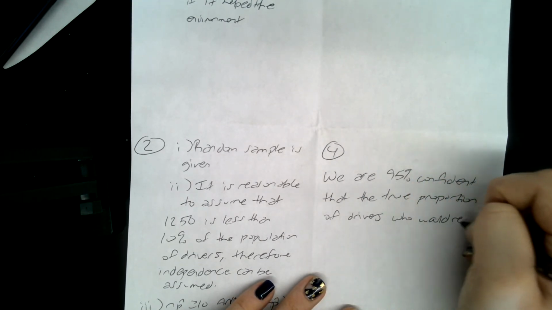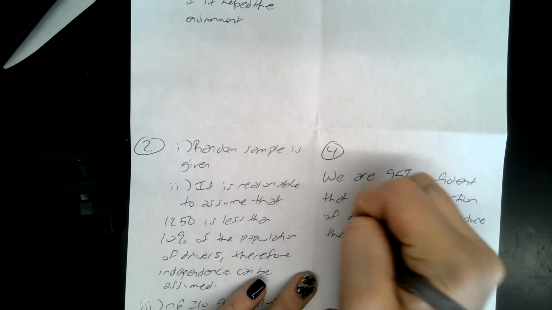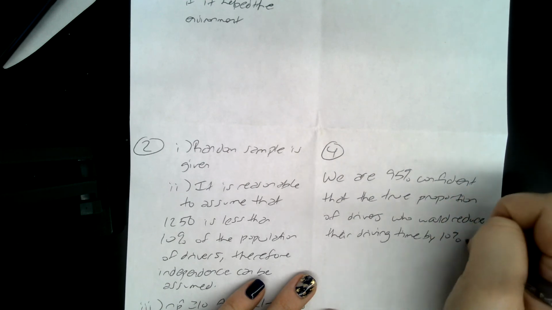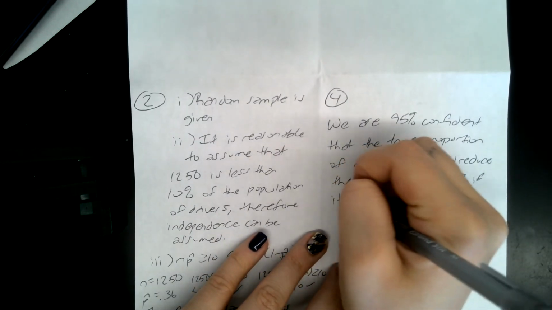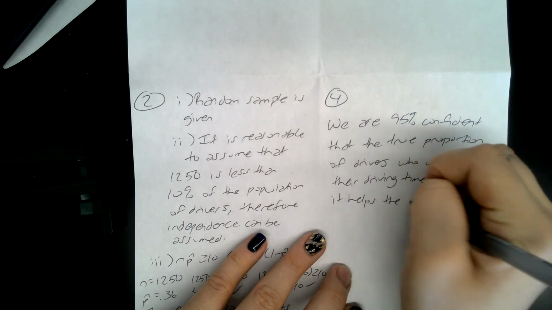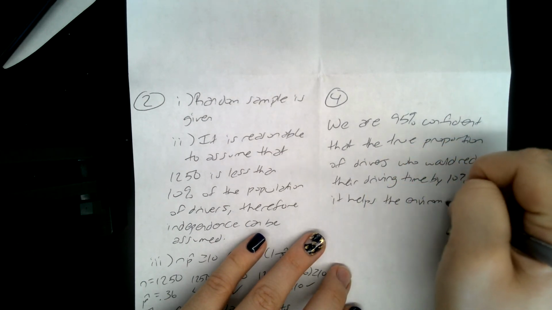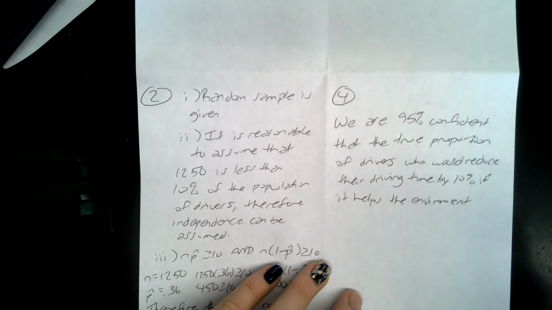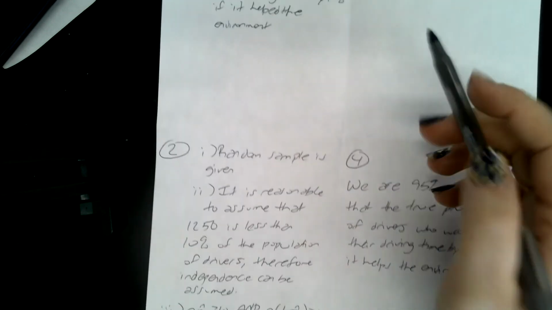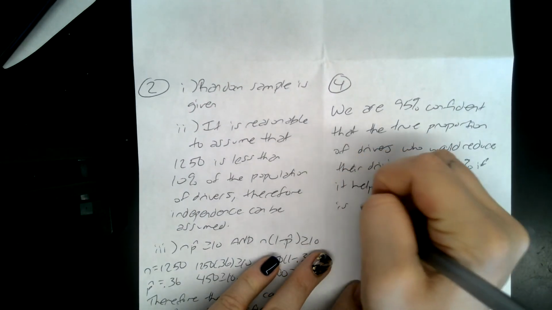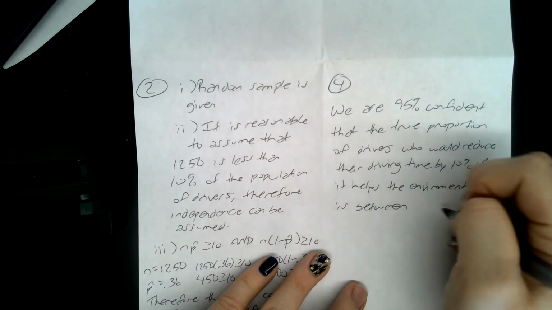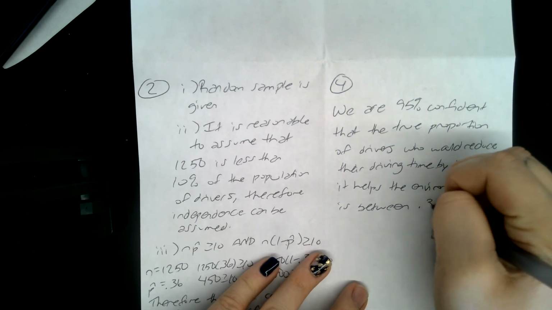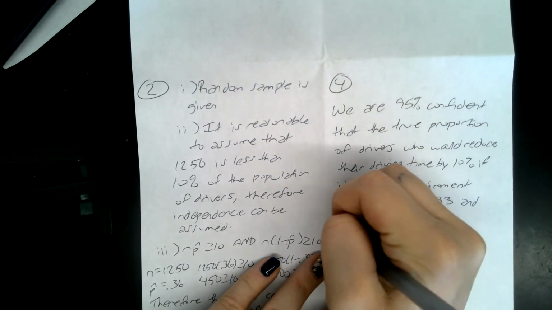who would reduce their driving time by 10% if it helps the environment. Give that context. Environment. I spelled that wrong. Whoops. And then we're going to end this by saying our confidence interval is between these blanks here, blank and blank you see on that template, is where we fill in the numbers for the confidence interval. So between 0.333 and 0.387.